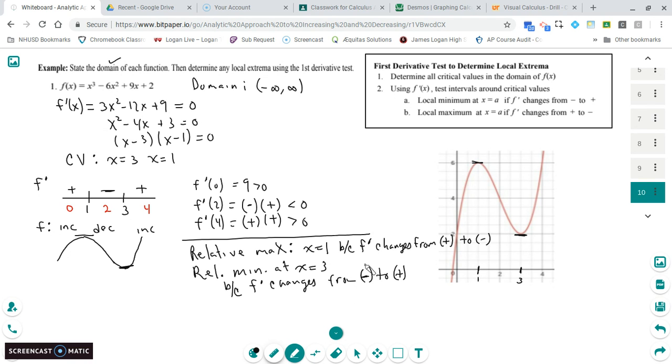It's not good enough when you're answering these questions to just say it changes sign. Changing sign does indicate a relative extrema, but it doesn't pinpoint whether it should be a max or min. Changing from positive to negative tells us it's a max. Negative to positive tells us we have a relative min. So you can't just say changes sign. Okay, that's this example, and we'll continue with another one on another video.